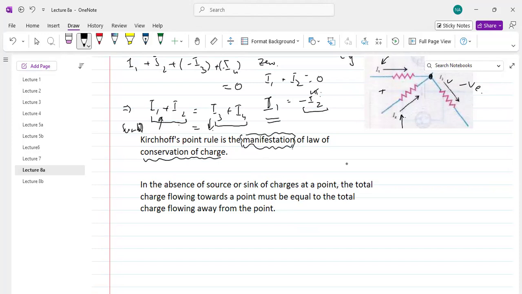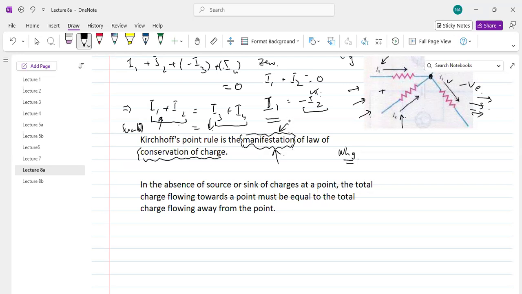Manifestation means that whenever we apply some law to the circuits, it shows why this law works. So the working of this law for the present case is due to a fact of nature that the total charge is conserved. What does this mean? This means that the total charge flowing towards a point is equal to the total charge flowing away from that point. This is called manifestation.